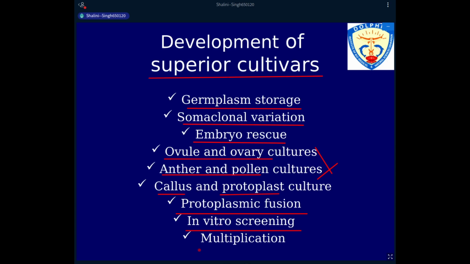And last but not the least, you can do multiplication with the help of tissue culture. With the help of tissue culture, we are making a lot of planting material that is known as high quality planting material. Why is it high quality? Because it is disease free, pathogen free and virus free.